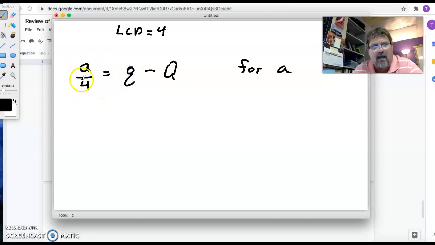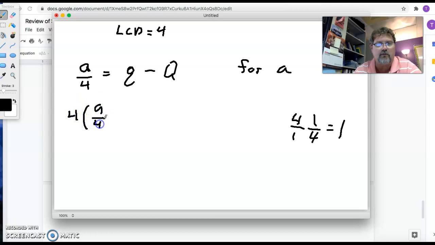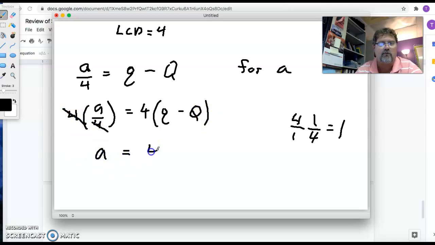So the only way to get him out of there is by multiplication, because remember, if you multiply 1/4, because that's essentially what that is, a times 1/4, by 4, you get 1. And the coefficient of a will be 1 if we do that. So I'm going to show the steps here. We have 4 times a over 4 is equal to 4 times q minus Q. Gone, gone. So a equals 4 times q minus Q.